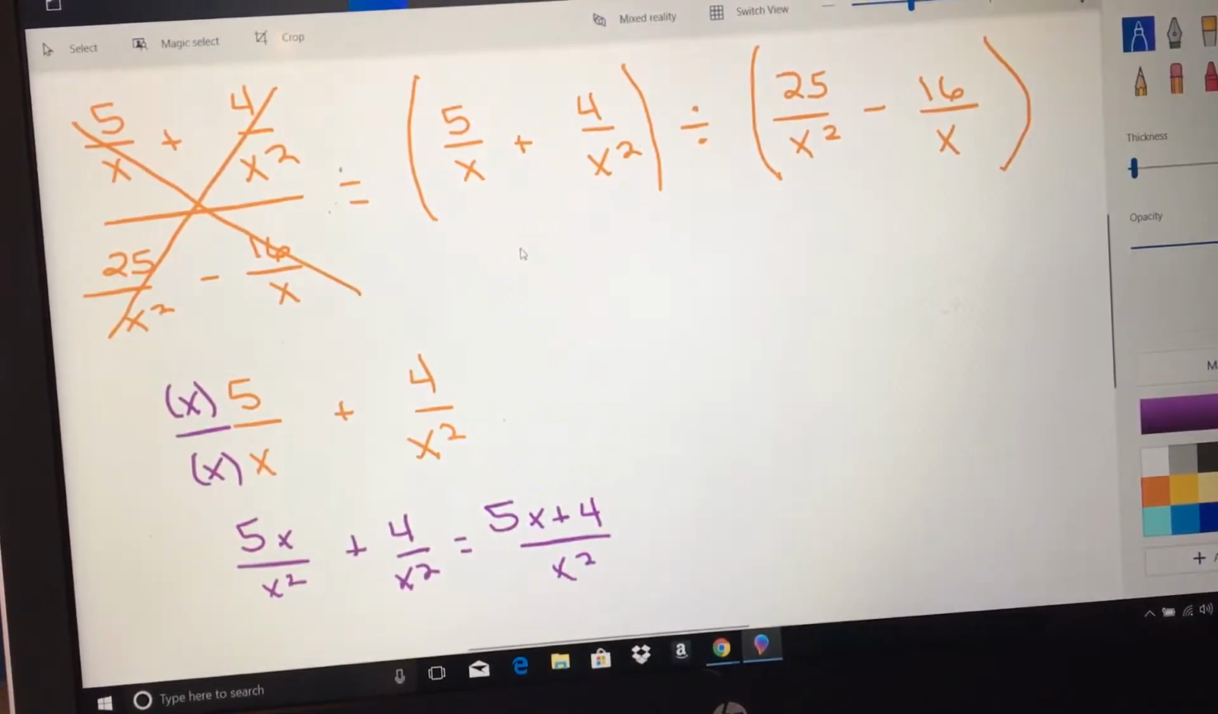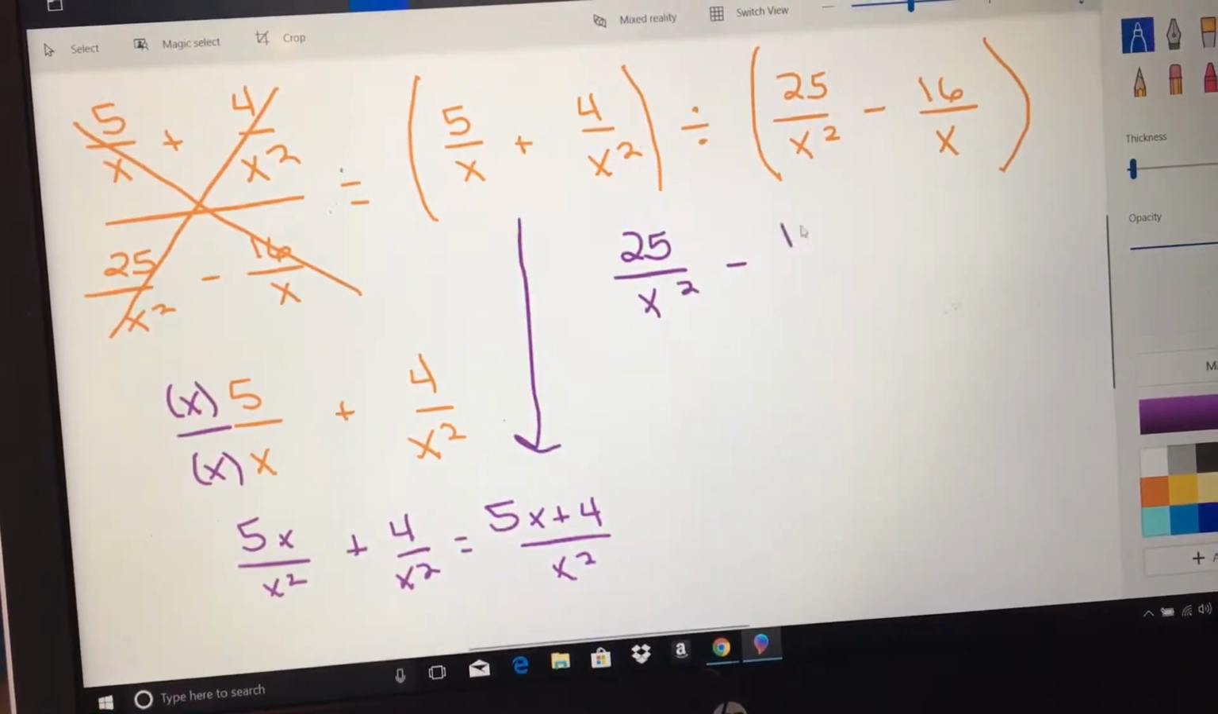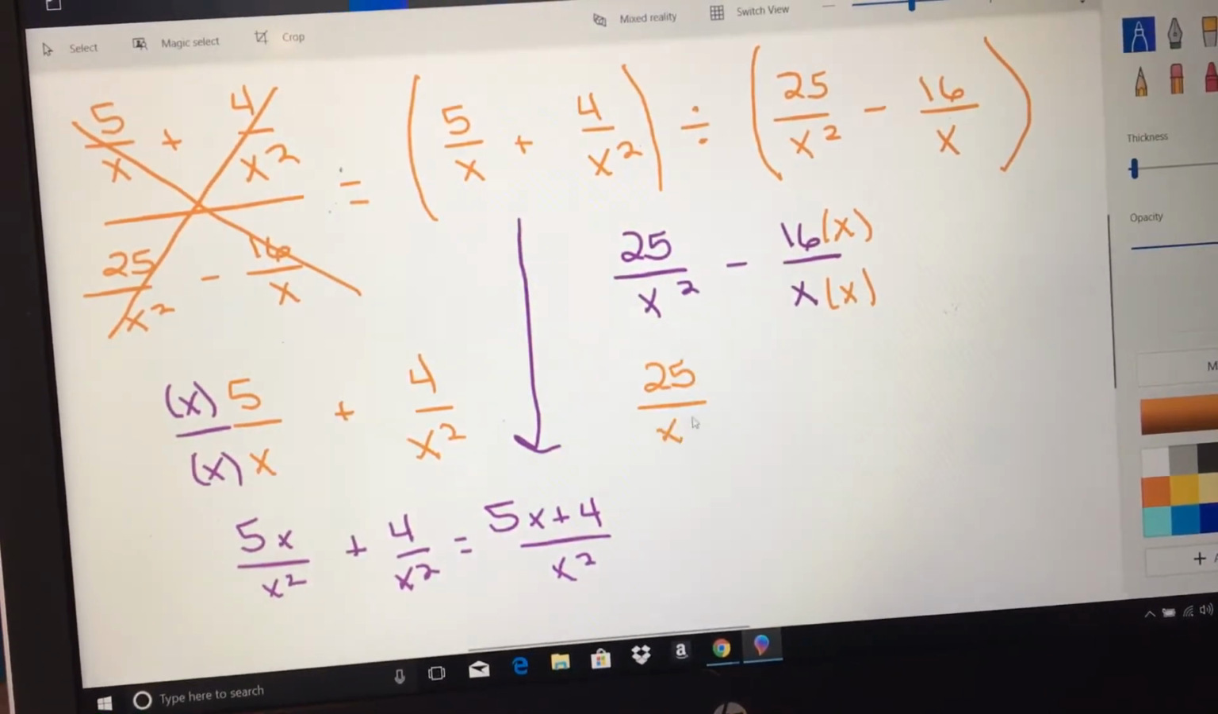Fraction 1 right here. Okay, now we're going to do the same thing, but a subtraction. So we have 25 over x squared minus 16 over x. And again, my common denominator is going to be x squared. So I'm going to multiply the top and the bottom by x. That's going to give me 25 over x squared minus 16x over x squared. And then I'm going to subtract. I'm going to have 25 minus 16x over x squared. So that's my new fraction 2.